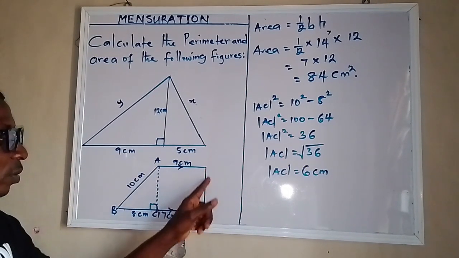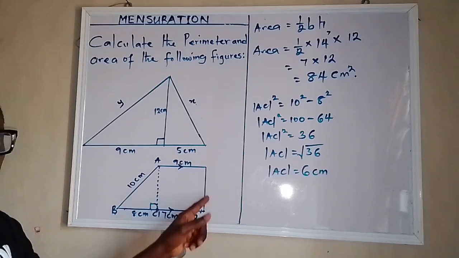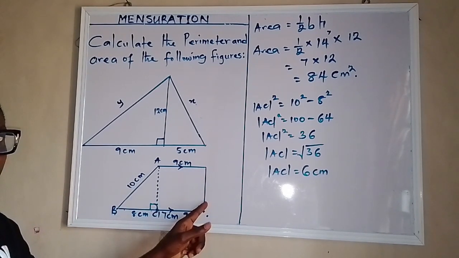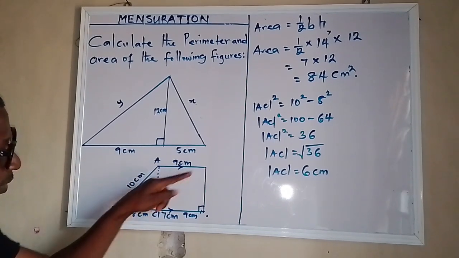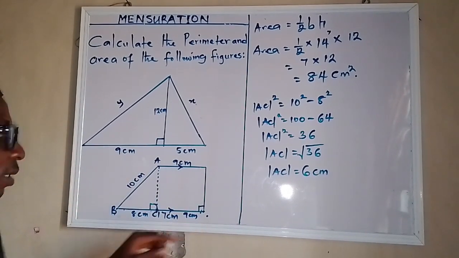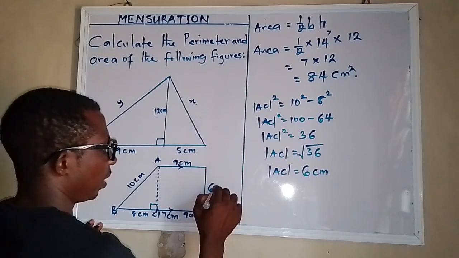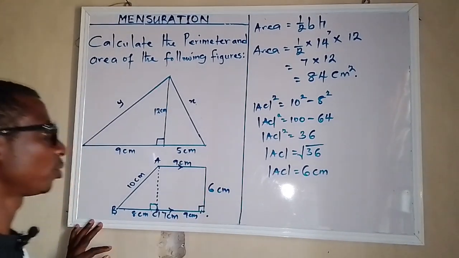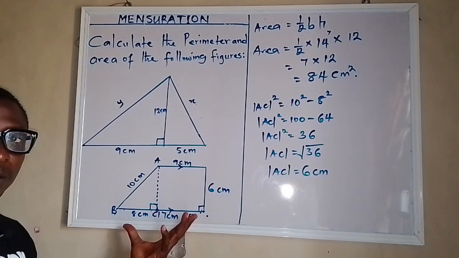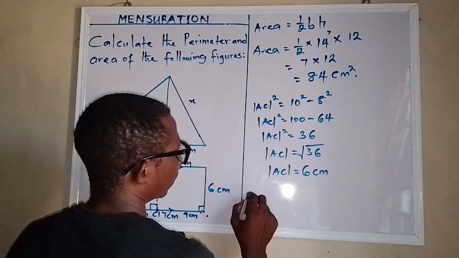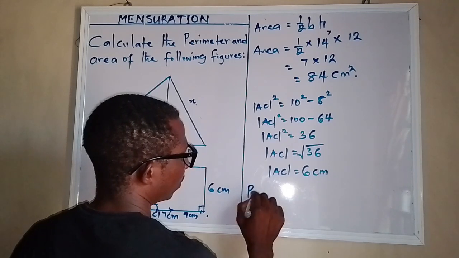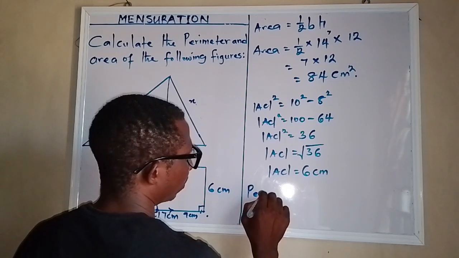The same thing we also apply to this place, it is going to be 6 centimeter, because the length here is the same thing as the length here. So we have 6 centimeter. So I can now find the perimeter of this trapezium.